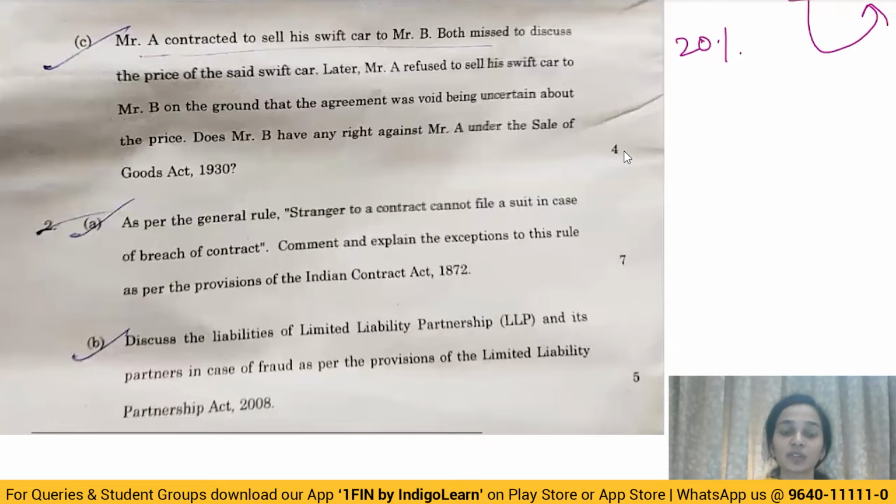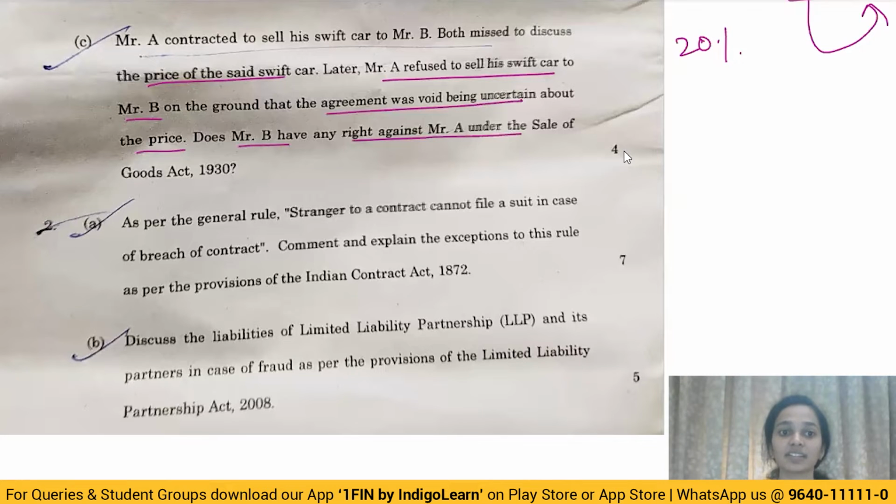Mr. A contracted to sell his Swift car to Mr. B. Both missed discussing the price of the said Swift car. Later, A refused to sell his car to B on the ground that the agreement was void, being uncertain about the price. Does Mr. B have any right against Mr. A under the Sale of Goods Act?